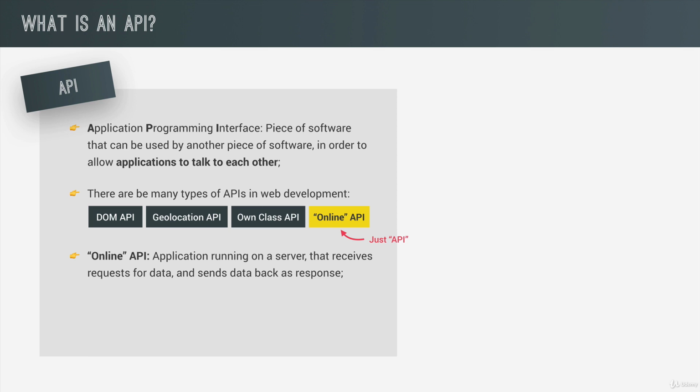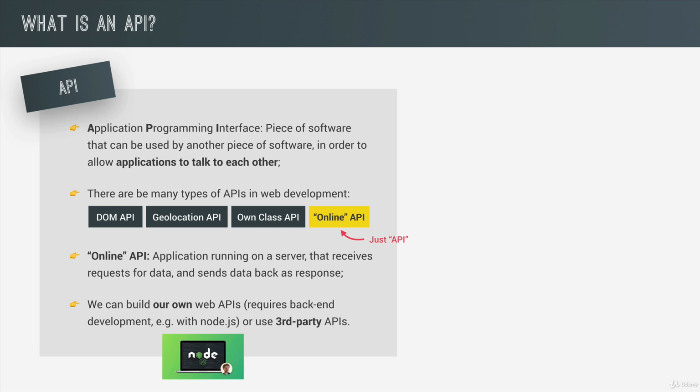Now, of course, we can build our own online APIs, but that requires back-end development. So development with servers and databases and all that. And this is something really interesting that you can learn after this course. And I actually have a course on Node.js myself that you can check out if you're interested. But anyway, for now, we are interested in using third-party APIs. So APIs that other developers make available for us, most of the times for free.